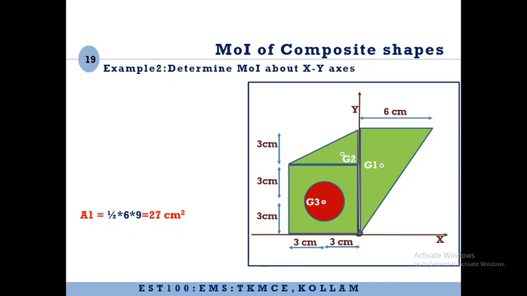So whenever the moment of inertia of the composite figure about the centroidal axis need not be found, we don't have to calculate the centroid of the composite shape. Rather, what we can do is directly apply the parallel axis theorem and find the moment of inertia about the required axis.